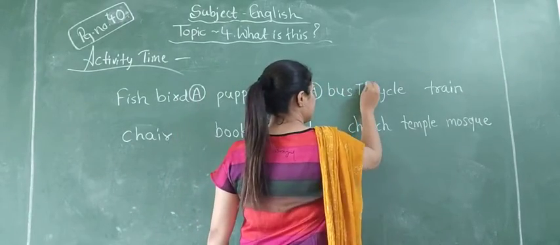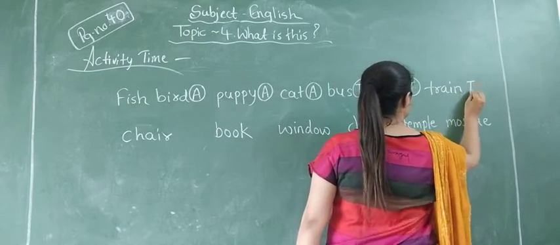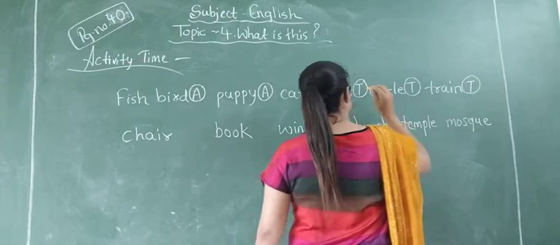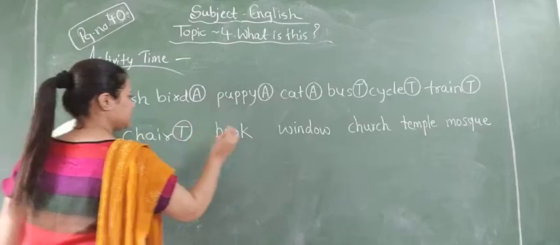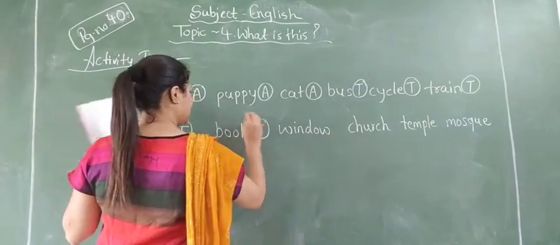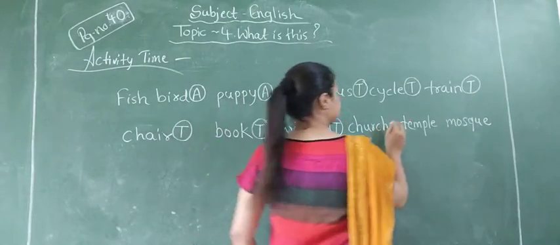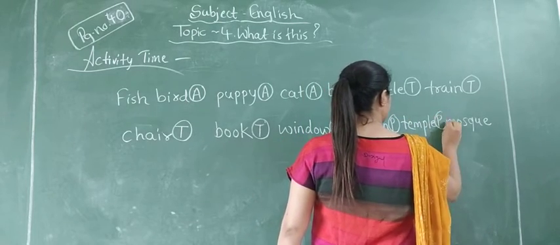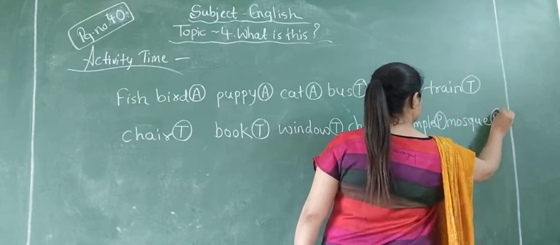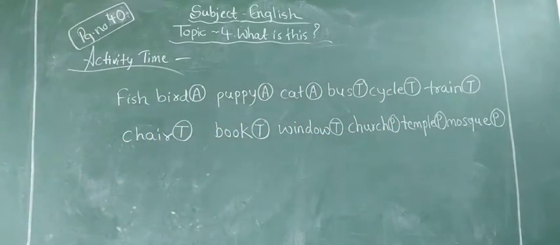Bus is a thing, so write T. Cycle and train are also things, so write T and make a circle. After that, chair is also a thing, so write T and circle. Book is also a thing, so write T again. Window is also a thing. Then temple, mosque and church जो है वो है place. So here we have to write P and circle it. Okay. So dear students, let's do it in your book on page number 40, activity time.